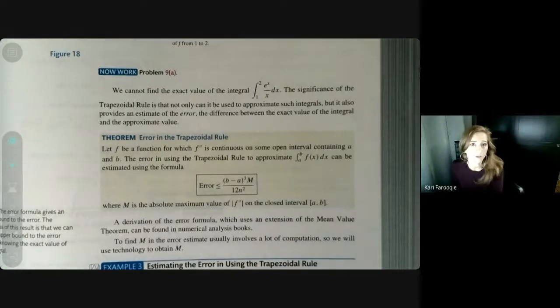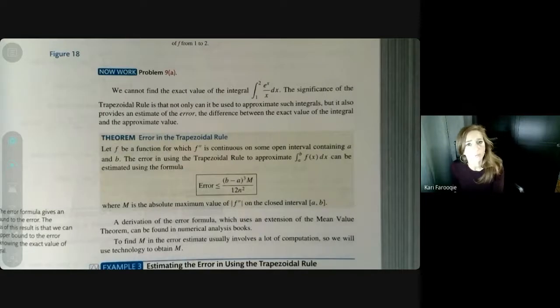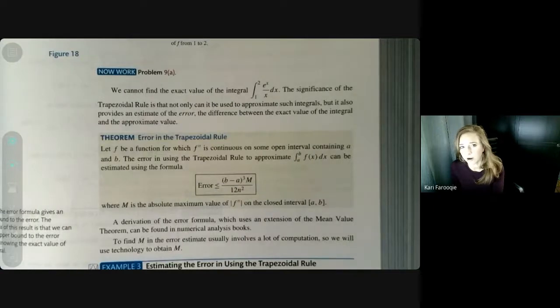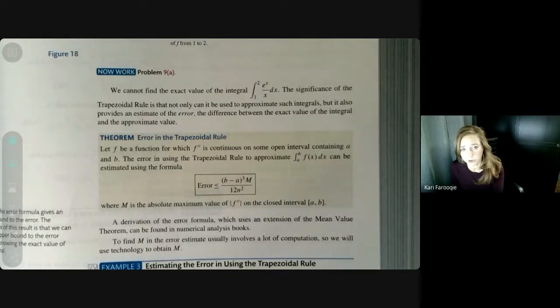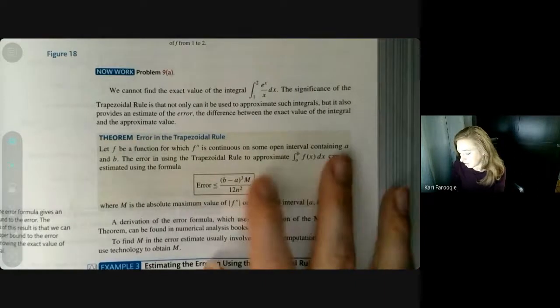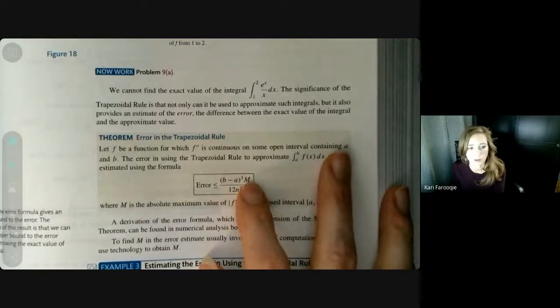Now, that seems like, okay, not a big deal, but most of these absolute maximum values that you're going to see in the problems in your text are not going to be nice integers. They're going to be something like 0.734. And then you have rounding issues, depending on what you allow your M to be. That was the issue that I was running into with that.